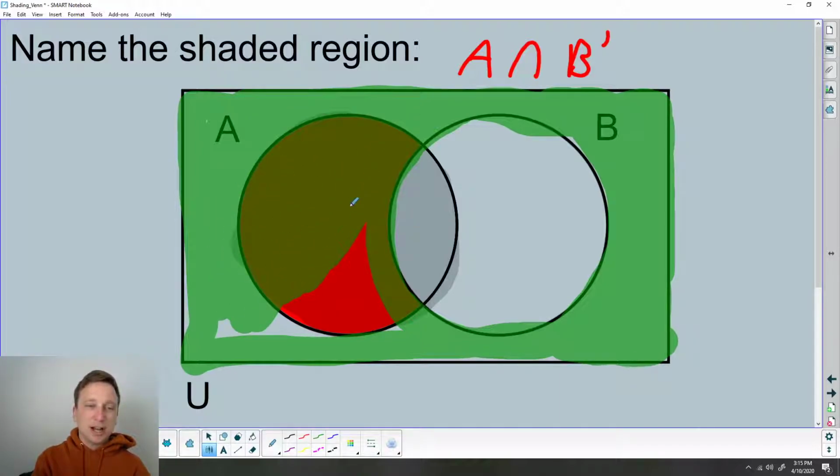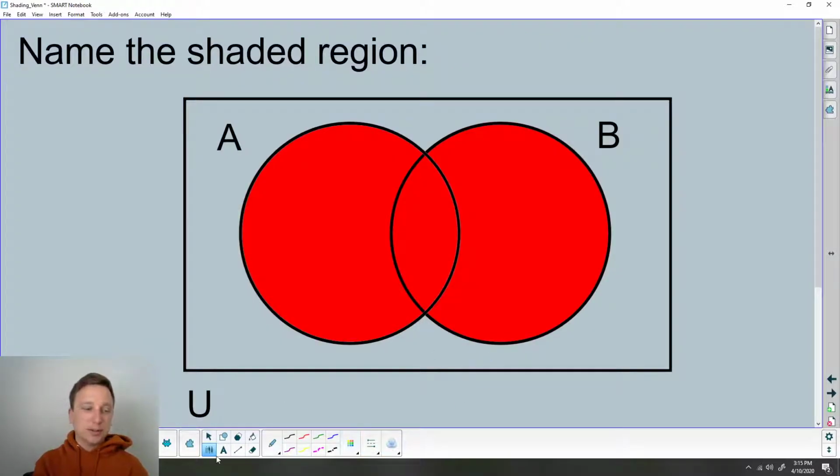So this shows a lot more clearly that if I consider A, well, A is all of the gray region, but we don't want this wedge of it. It's where the double overlap is happening, where the double shading, so we intersect B complement. Let's move on to another one.